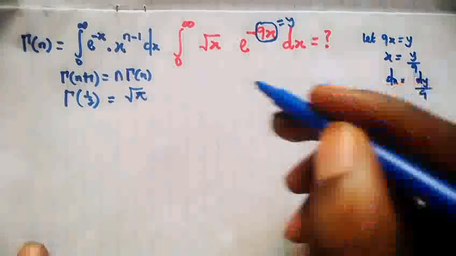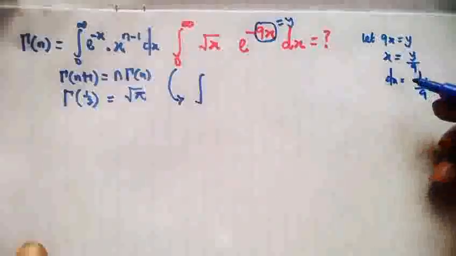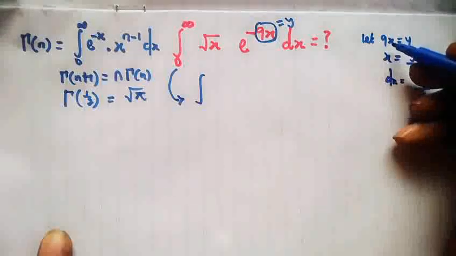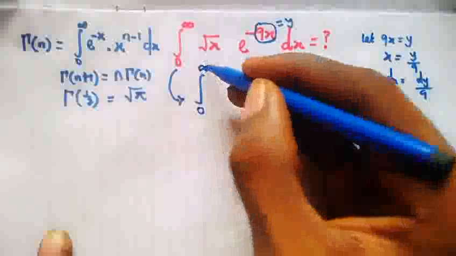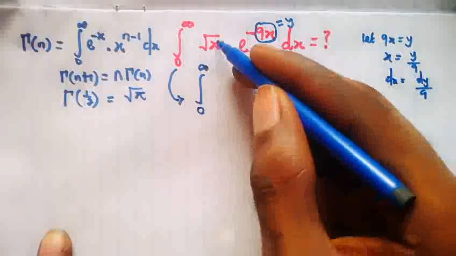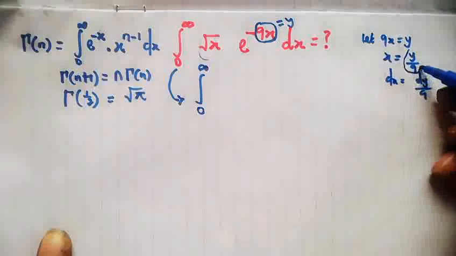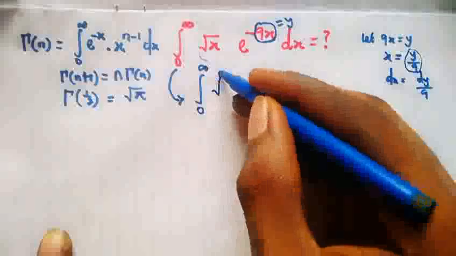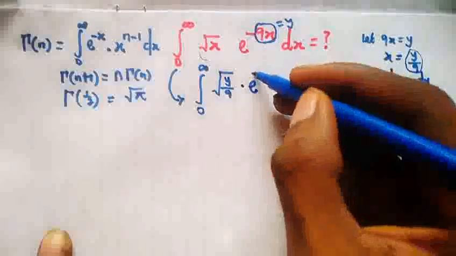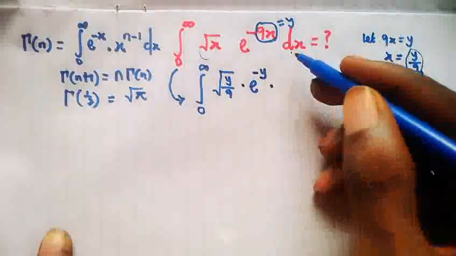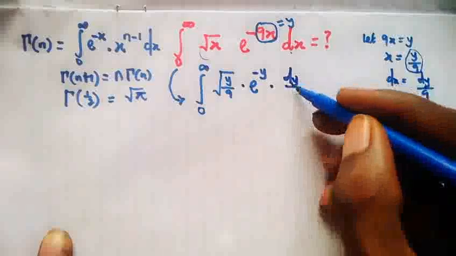Now this integral here is becoming... now checking if the limits will change. 9x as x is approaching 0 is 0, and 9x as x is approaching infinity is infinity. Now the square root of x here is not going to be like this, so let's check the value of x here. The value of x here is y all over 9, so we write it as the square root of y all over 9, times e raised to power negative y, then times what is our dx? Our dx here is dy all over 9.